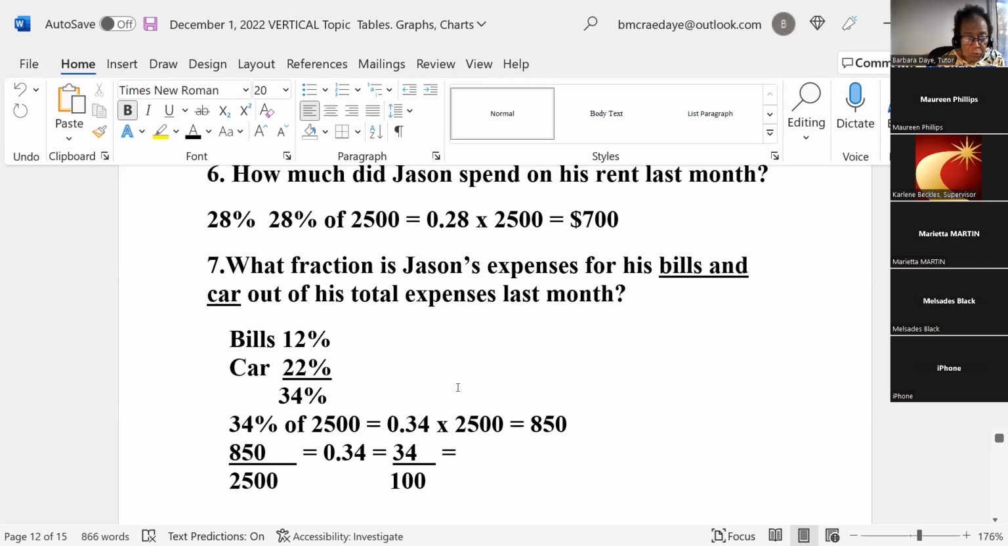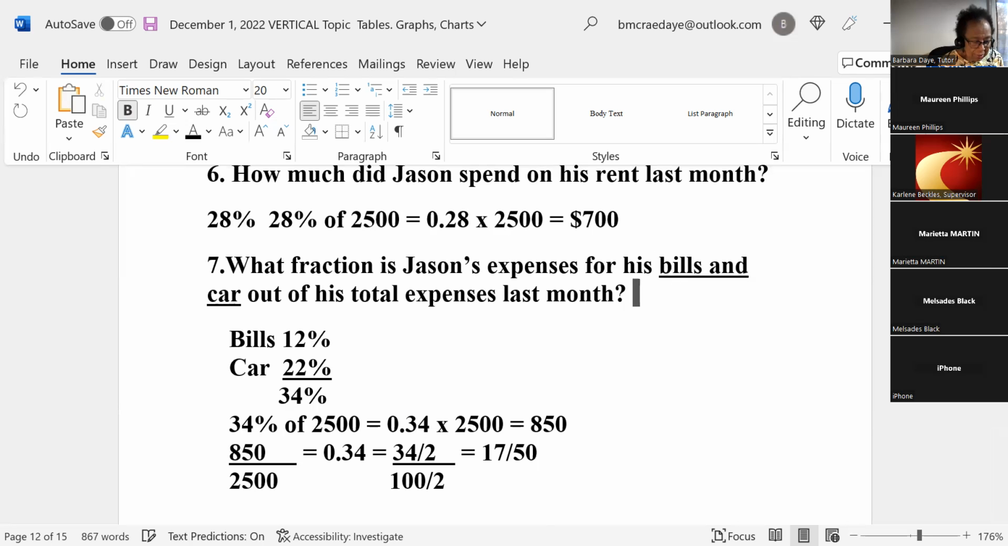34 divided by 2 is 17. That's exactly right. Divide by 2 and then divide the 100 by 2. What do you get, Maureen? 17/50. 17 over 50. Okay. That's your answer. What fraction of his expenses is bills and his car?